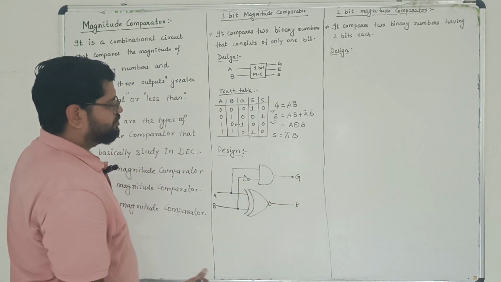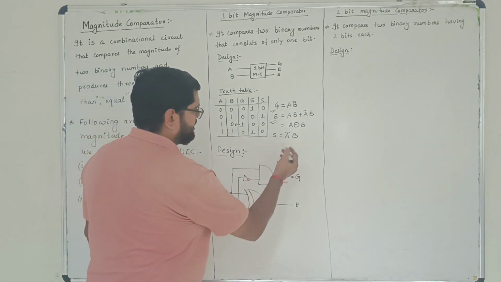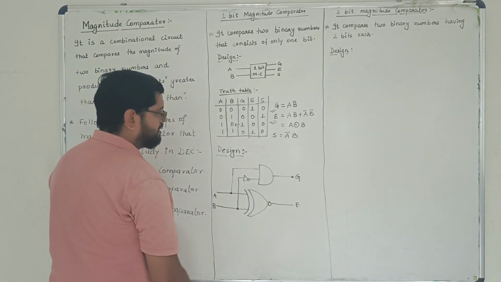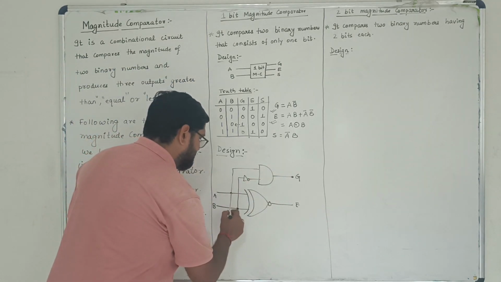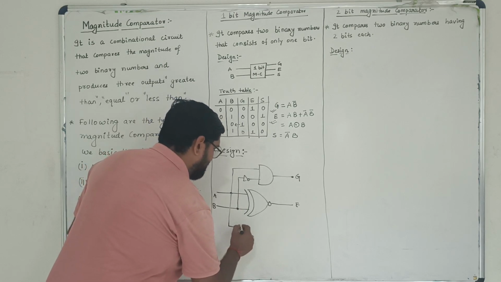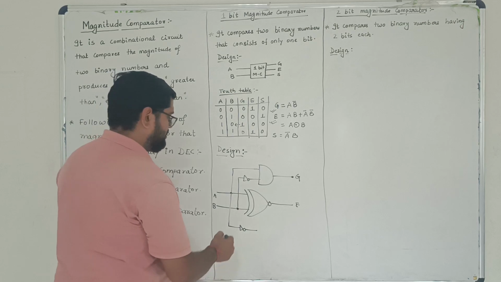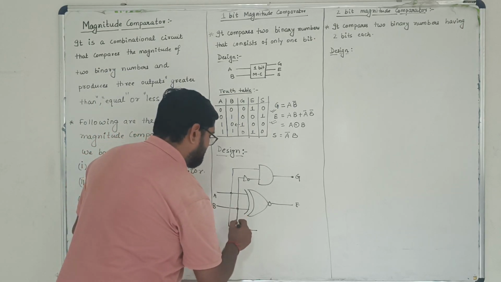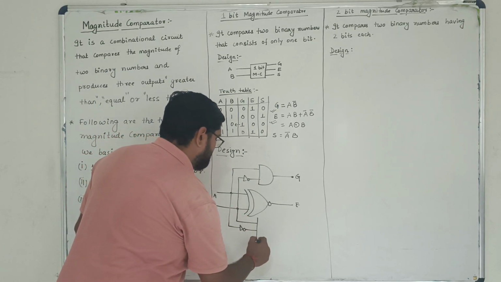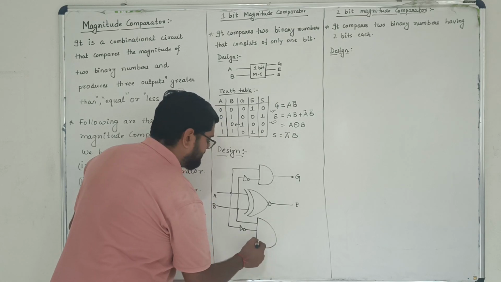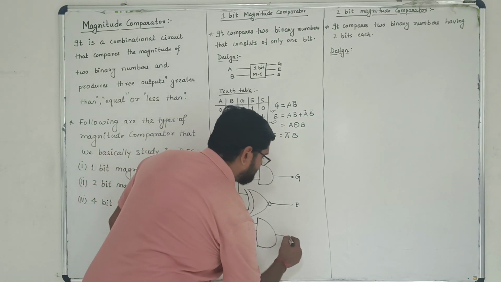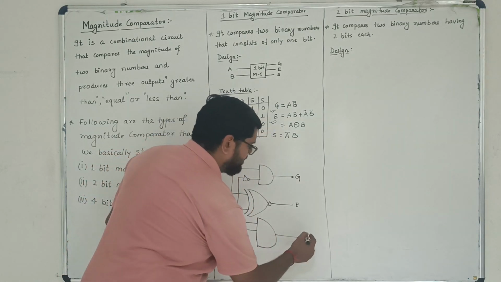After doing this, we have to go for S. What is the value of S? S is equal to A bar B. So we'll take A once again and we'll take the bar of that one. So bar means we have to connect a NOT gate over here. Similarly, we have to go for B. So just take B from here, connect it with this. This is your AND gate. After that, just extend this line. This is your S.